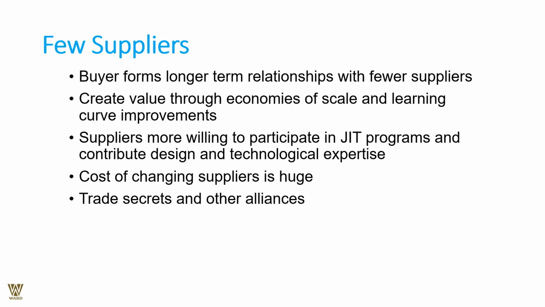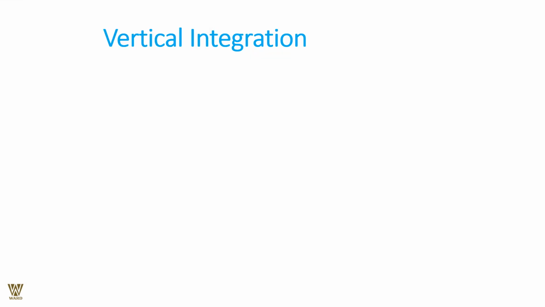But what happens when there are few suppliers? Buyers form a long-term relationship with the few suppliers, probably on the bulk material that they are going to buy. They have a long understanding, a memorandum of understanding for 1, 2, 3, 4, 5 years. Create value through economies of scale and learning curve improvement. Suppliers are more willing to participate in JIT. JIT is all about just-in-time programs, and they contribute design and technology expertise. The cost of changing supplier is absolutely huge. Trade secrets and other alliances come around.